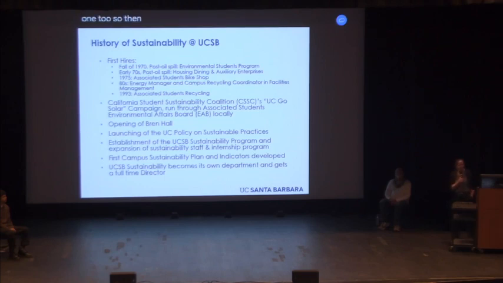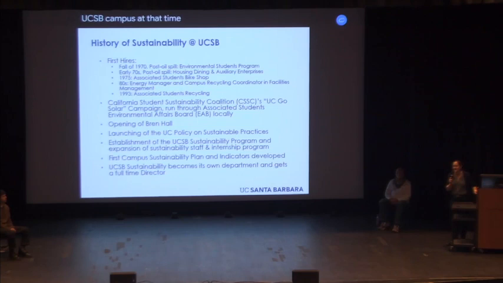So then California Student Sustainability Coalition. So now you're getting to like little baby Katie when I started joining the UCSB community. I was here from 2001 to 2005. That was like when I was a student here. And I joined the Associated Students Environmental Affairs Board. Was involved in a number of other student orgs on campus. And we were, the EAB at the time was the California Student Sustainability Coalition's arm on the UCSB campus.